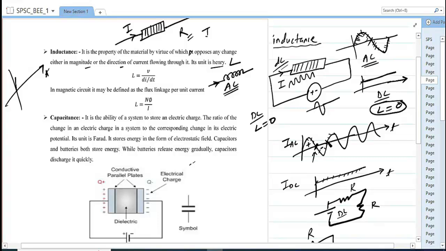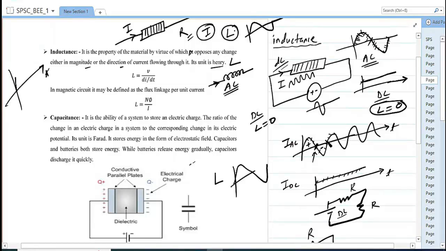Now come to the advanced property, that is inductance. By virtue of this property, it will oppose the change in magnitude or the change in direction of current, not the flow of current. Inductance will not oppose the flow of current, but it will oppose changes in magnitude and direction.